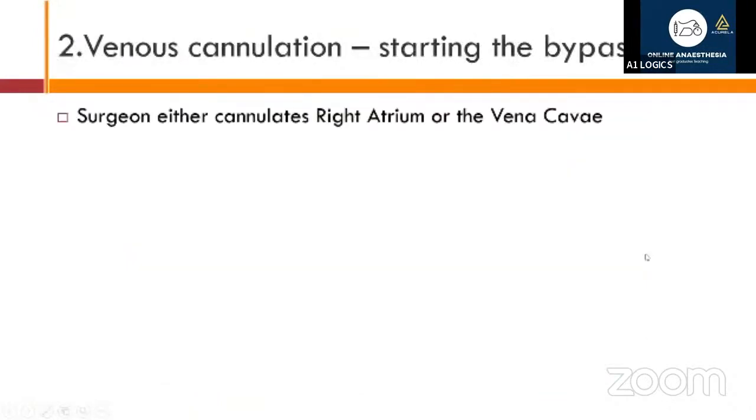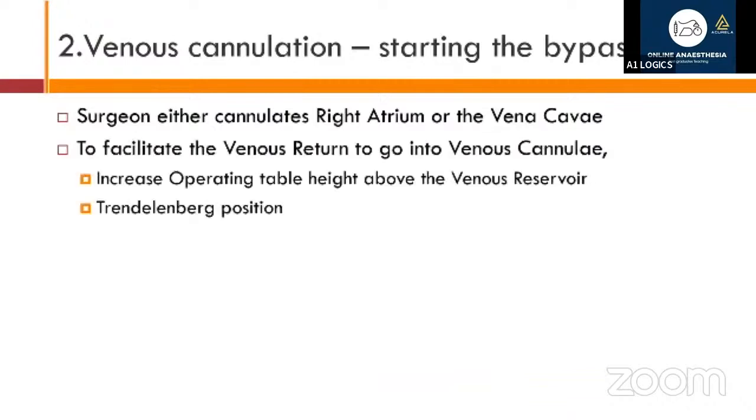The second step is the venous cannulation and starting the bypass. The surgeon decides to either cannulate the right atrium or the vena cava. If there is no need to open the right atrium, just a right atrial cannula or a single stage cannula can be placed. But like in a repair of ASD, you need to have an empty right atrium. At that time, SVC and IVC should be separately cannulated and blood should be drained off from the right atrium.